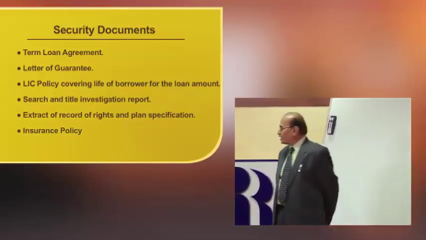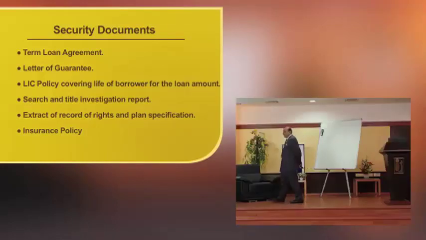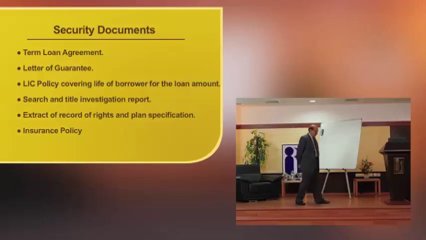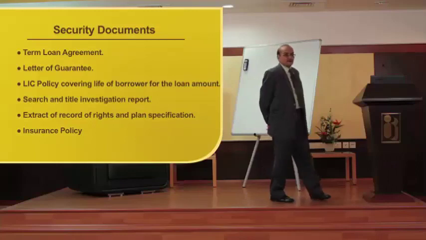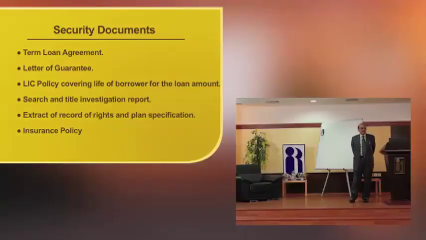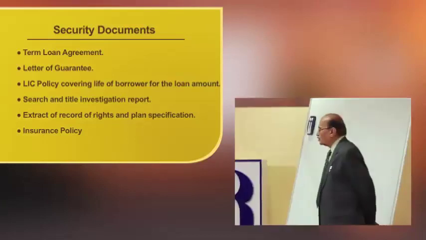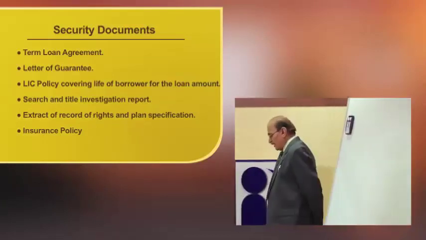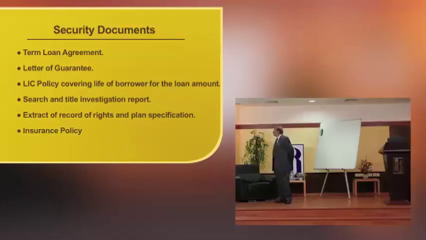We should have extract of record of rights and plan specification, because it's very important that the municipality gives the approval of the plan, and then only the construction can be completed. And of course, the insurance policy covering the cost of the flat or the building.